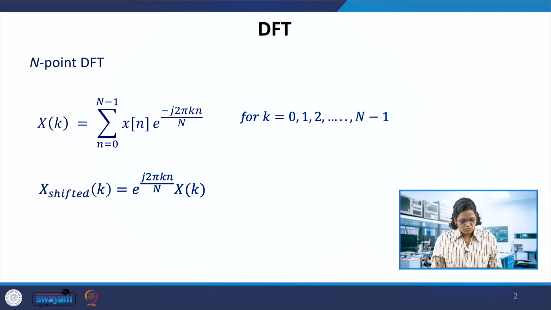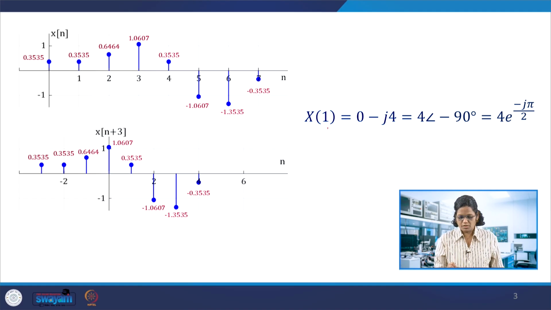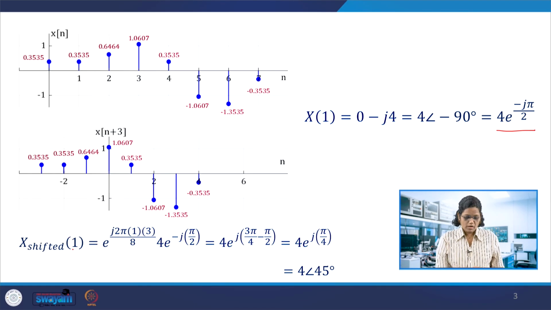We also took an example of x of n, the signal, and x of n plus 3, which is here left shifted. We found that X of 1, the kth bin, that is the first bin, the fundamental bin, results in e power minus j pi by 2 in the example which we took in the previous lecture. Now for the shifted case, what is the DFT of the fundamental? It is e power j 2 pi k n by N, where n is here 3 samples shifted. So we can see this 3 samples shifted over here.